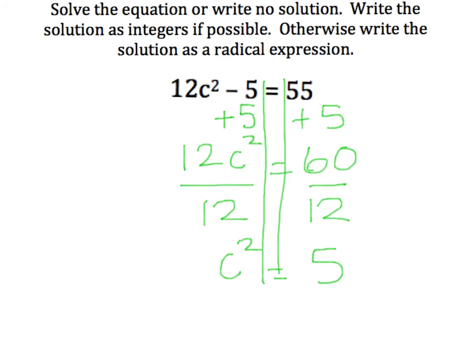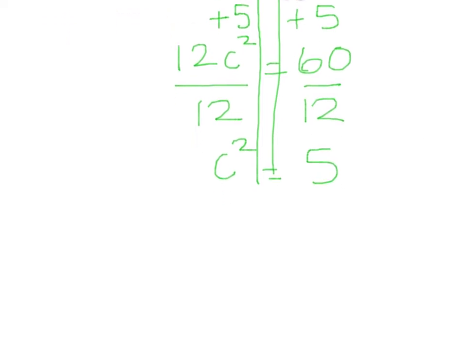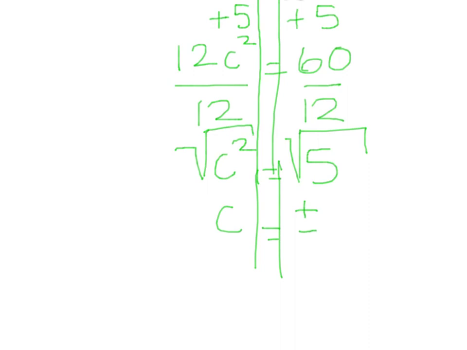Now I'm going to refer back up here to my directions for a second. It says write the solution as an integer if possible, which it's not. Otherwise, write the solution as a radical expression. Now I know 5 is not a perfect square, so when I take the square root of it, I'm not going to get an integer. So I'm going to have to write my answer as a radical expression. So basically what that means is I'm going to take the square root of both sides, and I'm going to write my answer as c equals plus or minus, because as we established in the last problem, you're going to have a positive value and a negative value. So plus or minus the square root of 5.